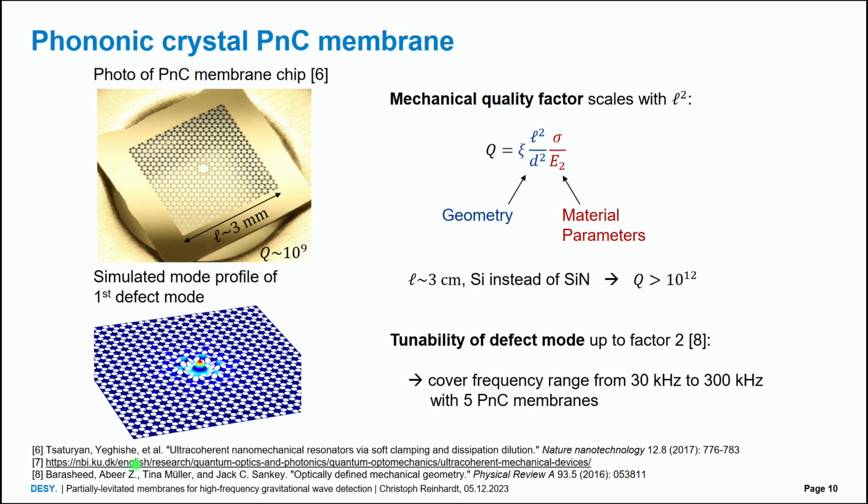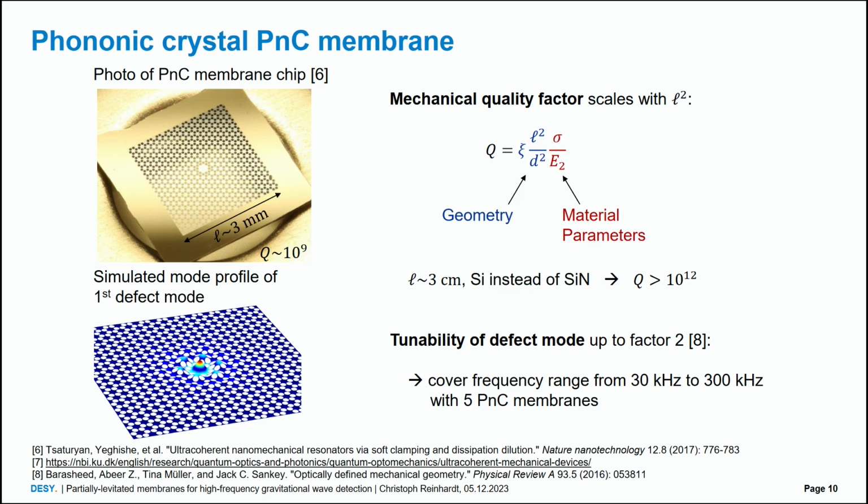And okay, now the scaling of such a membrane, as you can see here, we have this geometry factor, then we have the lateral extent of the membrane, we have the thickness of the membrane, and then we have this tensile stress that I talked about at the beginning, and then of course also the intrinsic friction, which is this imaginary part of the Young's modulus. So the idea would be to scale them up in terms of size. Currently, these devices have a lateral extent of a few millimeters, and this results in a quality factor of 1 billion and a resonance frequency on the order of a megahertz for silicon nitride membranes.